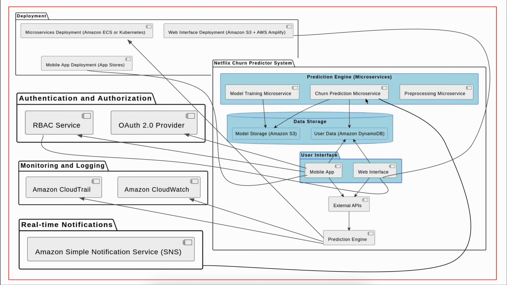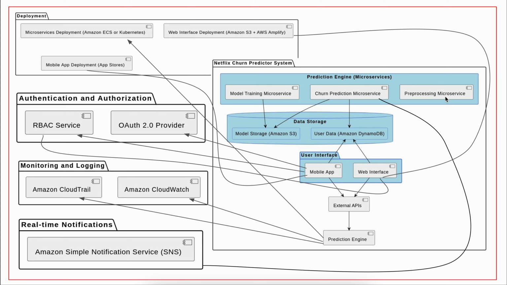Next would be the churn prediction microservice. This microservice uses the already trained model to predict whether a user is likely to churn or not. It also receives the input data, applies the model to it, and then gives the predicted results as output.